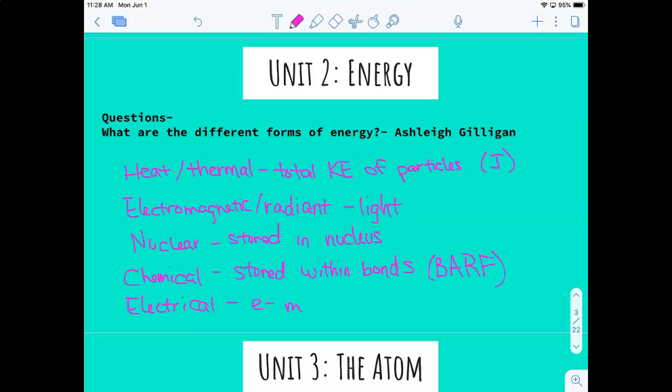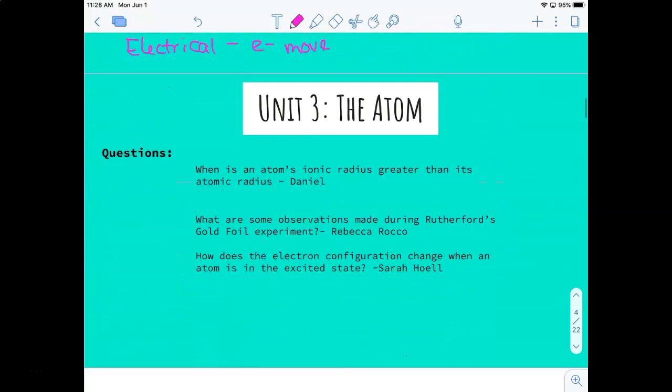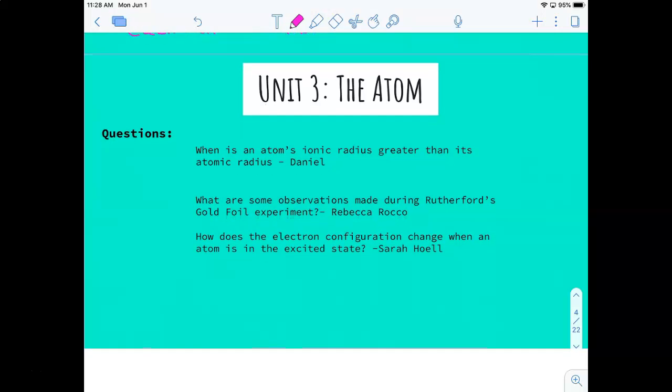And that's when electrons move from one place to another. Okay, so these are the most important ones for the end of this year, I think. Okay, the atom. So we have a few questions here. I'm going to number these 1, 2, 3, just so that we can stay organized.